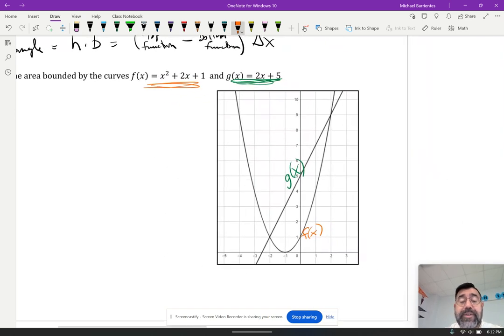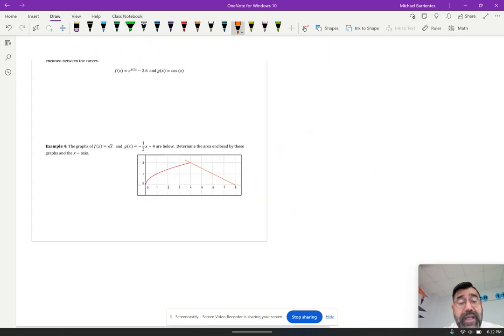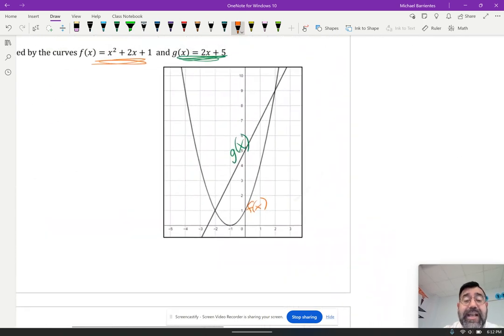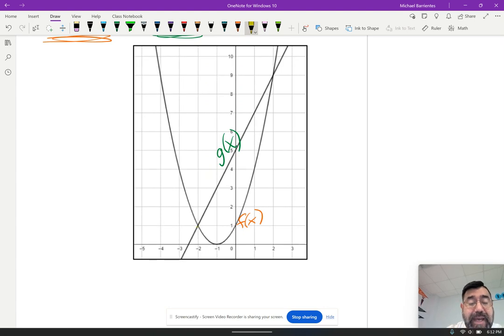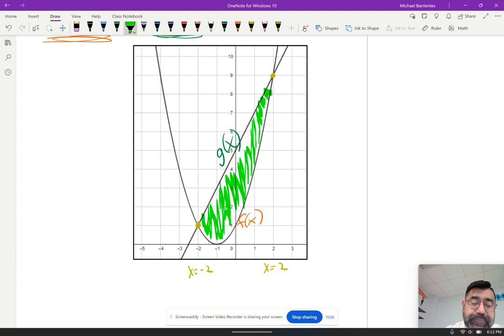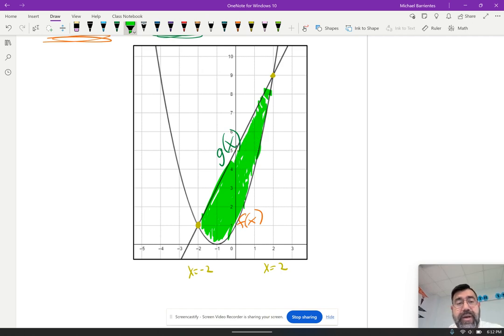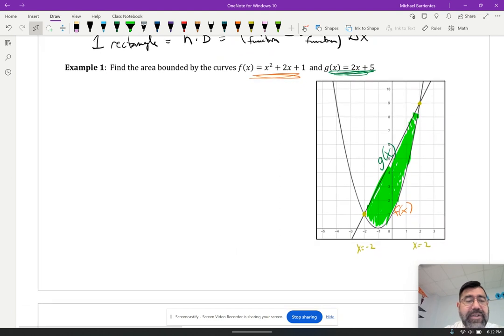Okay. Now, do I know where they intersect? I sure do know where they intersect. I can see that they intersect at x equals negative 2 and x equals positive 2. So we're looking for the shaded area between them. It's almost a Nike logo here, but not really. Don't sue me, Nike. So this is the area we're looking for. All right, so we're going to take an integral from negative 2 to 2.